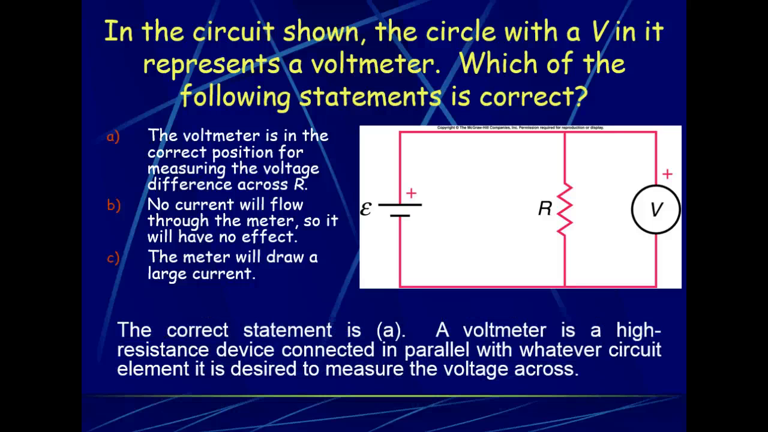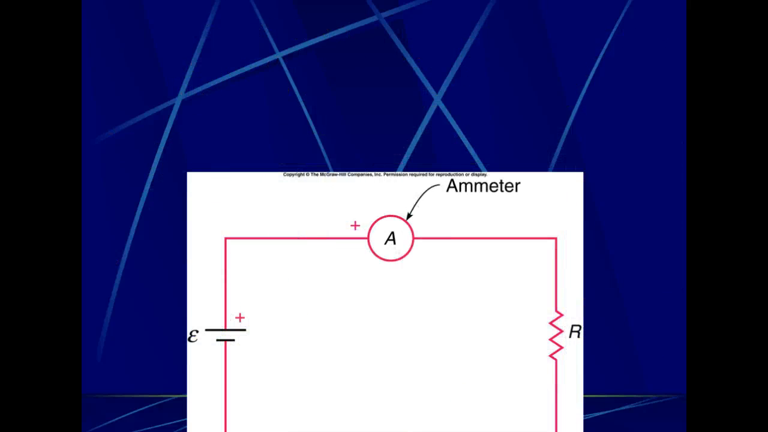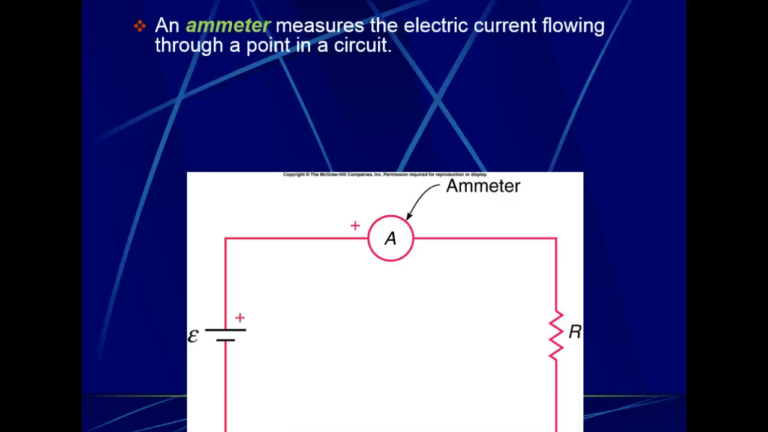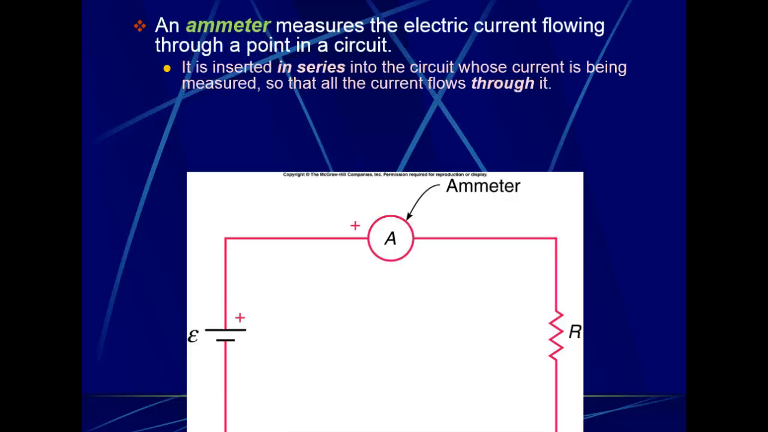Now what's going to happen is that this is actually the correct position for a voltmeter. It's measuring across the resistor R. It should always be in parallel with its unit. Now conversely, an ammeter has a very, very low resistance. It is put in series so that the current flows through it because ammeters measure the current.